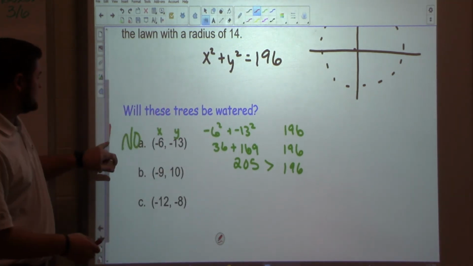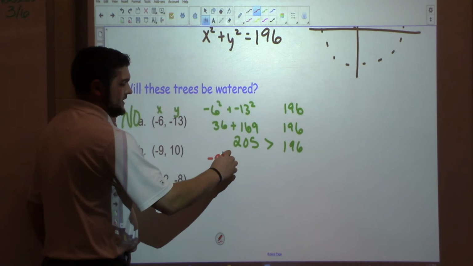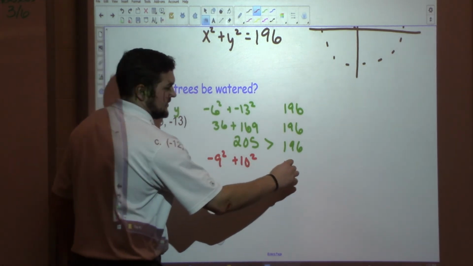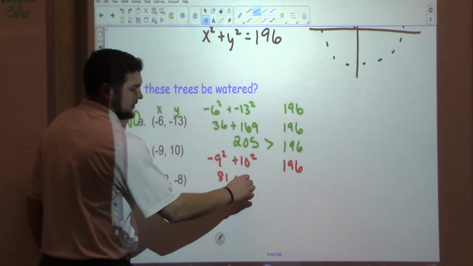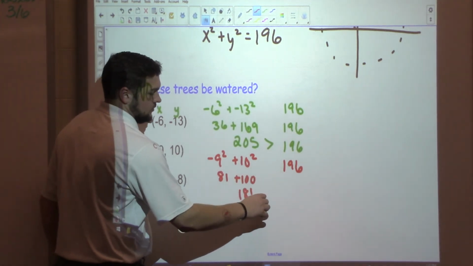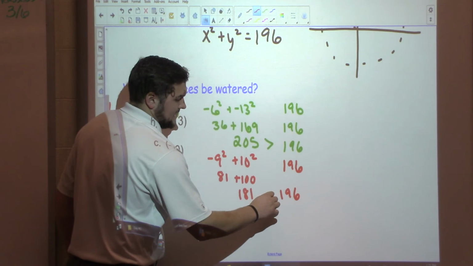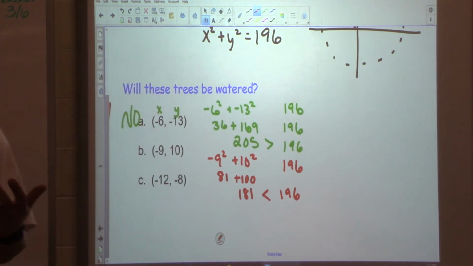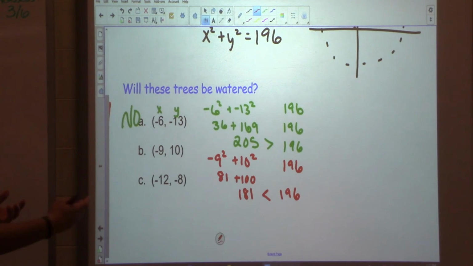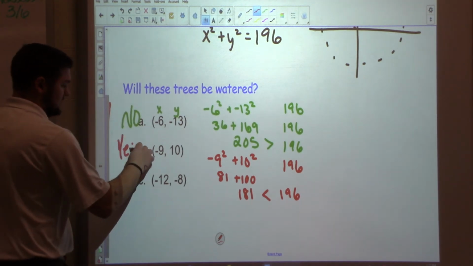Let's try B. Negative 9 squared plus 10 squared, we're comparing it to 196. 81 plus 100 is 181. That is less than 196. So my x squared plus y squared is less than my radius squared, which means it's inside the circle. And it will get watered. So yes, B will get watered.